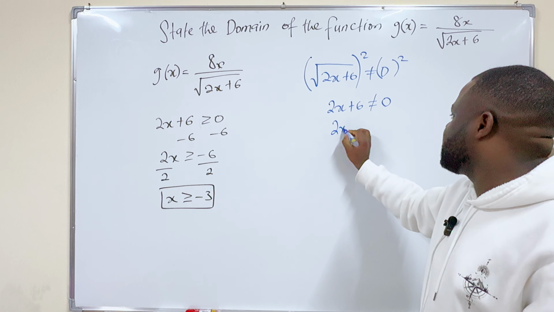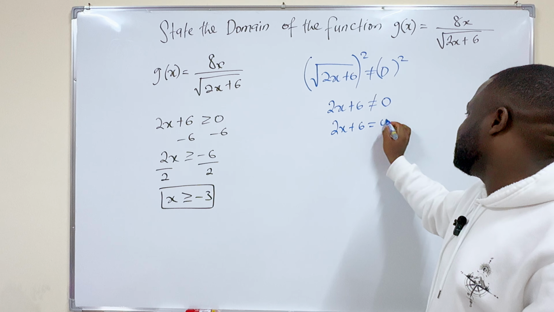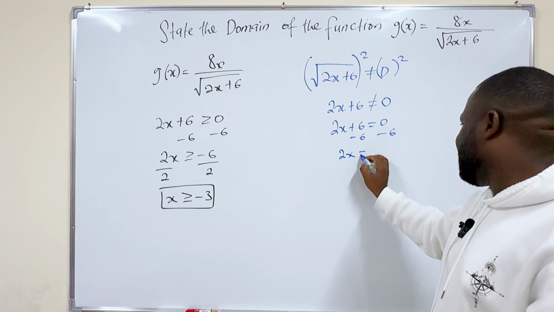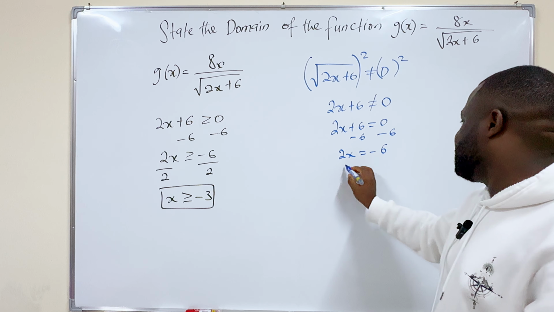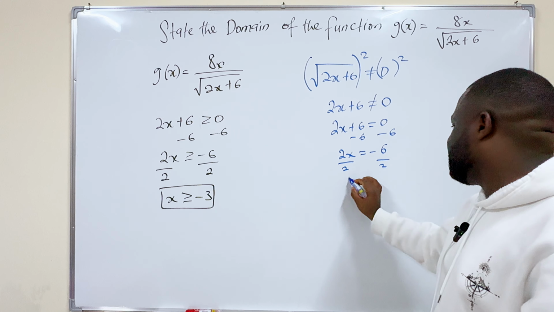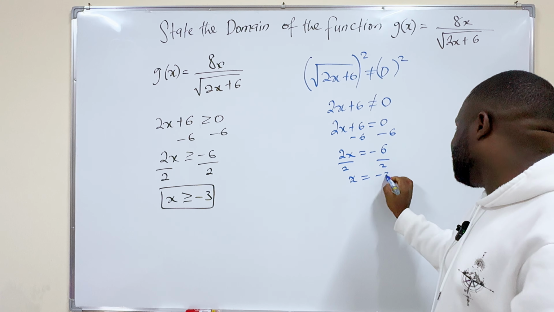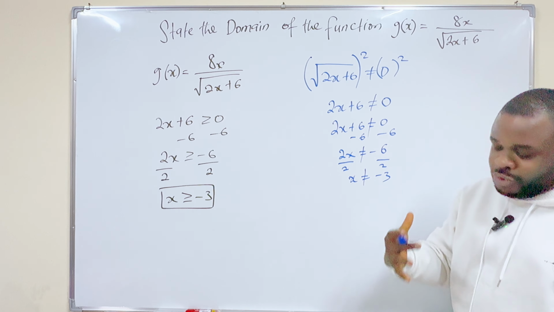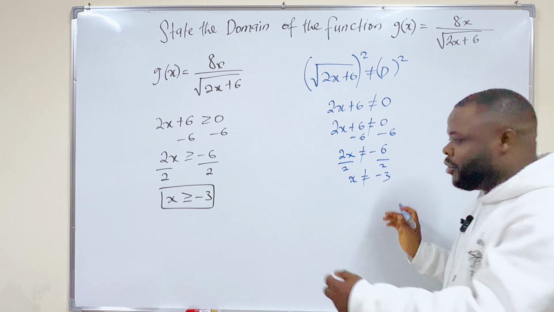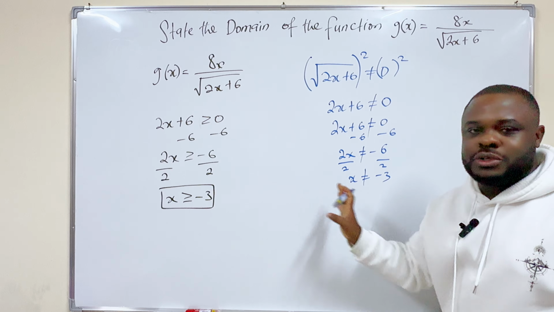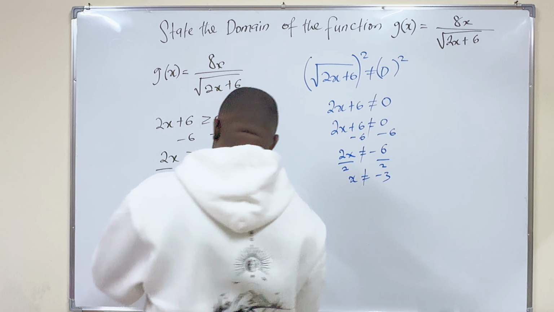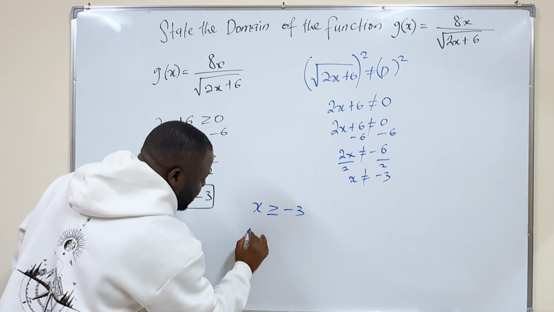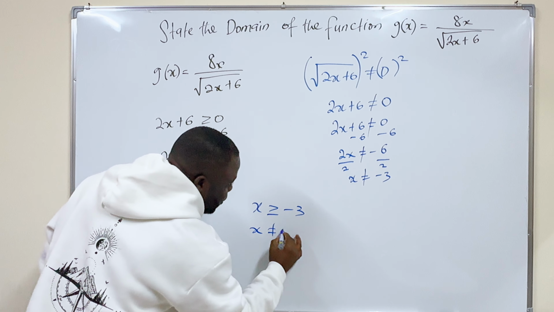So we have 2x plus 6 minus 6, minus 6, so 2x is negative 6. Divide by 2, divide by 2, so x is negative 3. Remember, it's not equal. You can see that we've gotten the two excluded values. The first one is x greater than or equal to negative 3, and the second one is x must not be equal to negative 3.